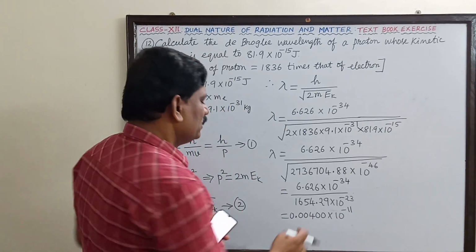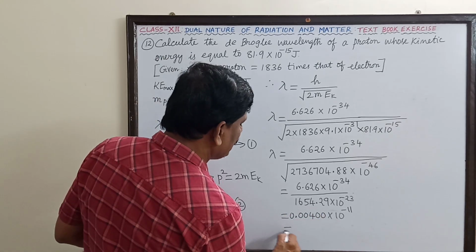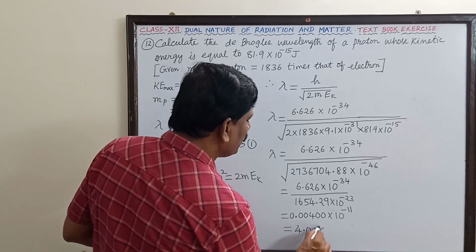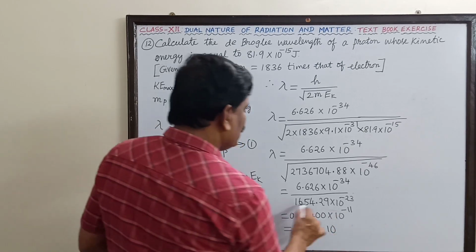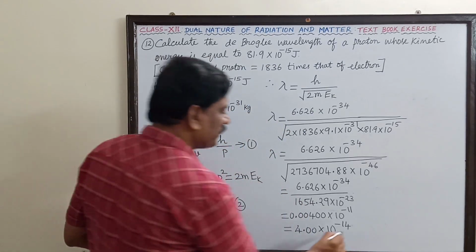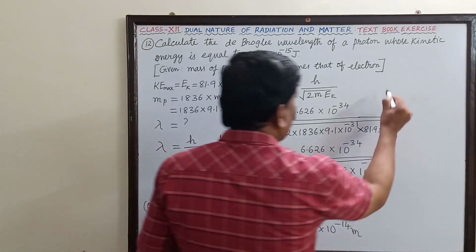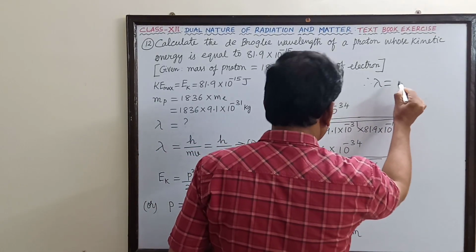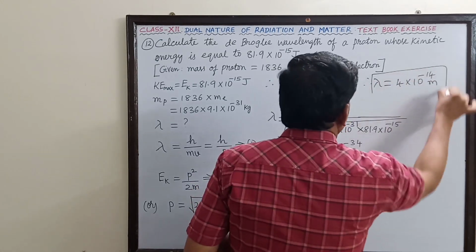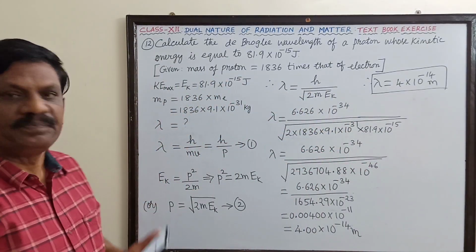Now you can adjust the decimal places accordingly, 4.00 like that. So I am shifting the decimal 3 digits. So this is 4.00 into 10 to the power of, when I shift this, this will become 10 power minus 14 meter. So we have found the answer: lambda is equal to 4 into 10 to the power of minus 14 meter. This is the de Broglie wavelength of the given proton.